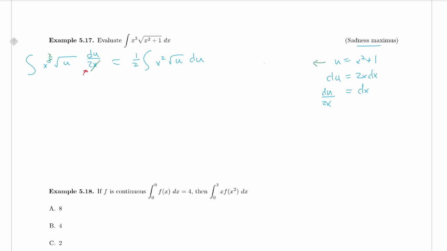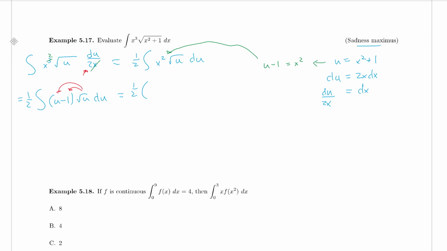And we can. We have that u minus 1 is equal to x squared when we rewrite our initial u substitution. And that is what we can use to plug into this x squared. So if we do that, we get 1/2 times the integral of u minus 1 square root u du. And again, this doesn't look like it's simpler to integrate, but it's much simpler to integrate because we can multiply the square root of u to both the u and the -1.